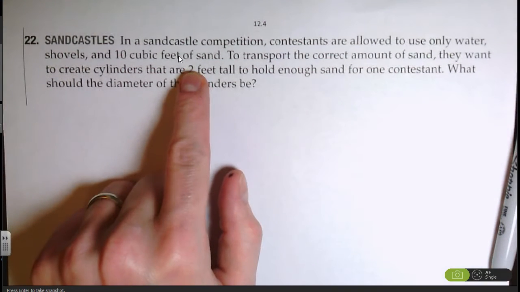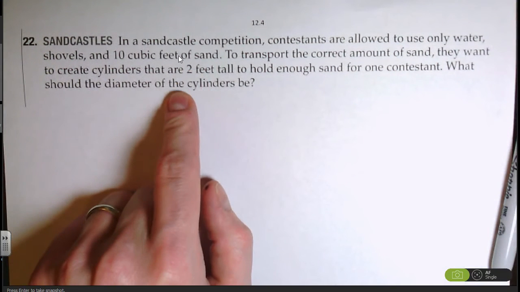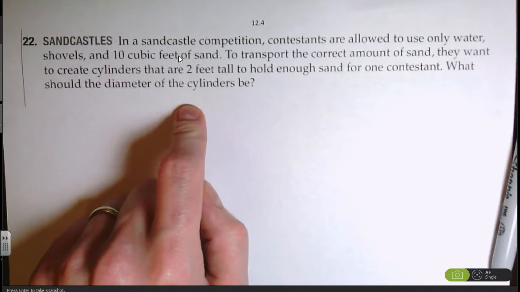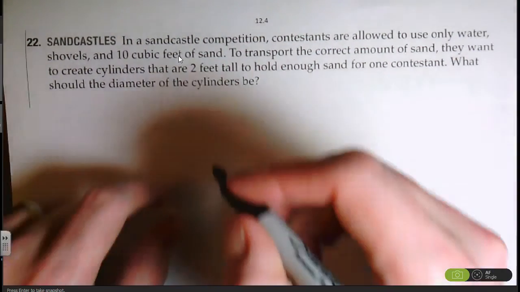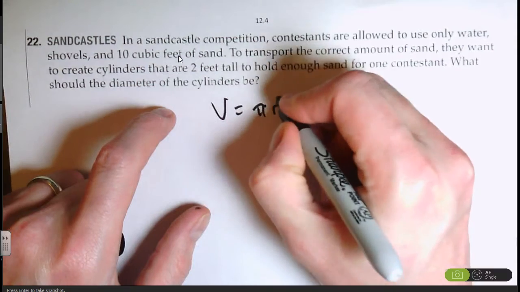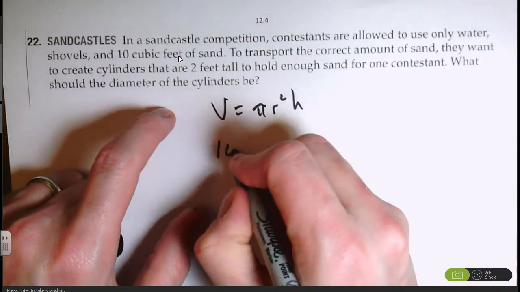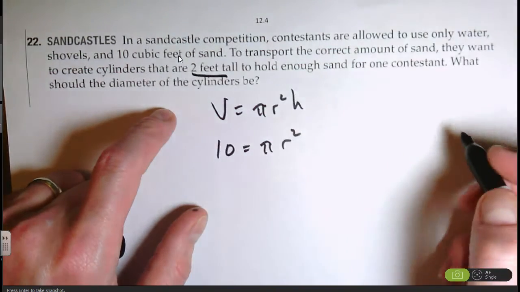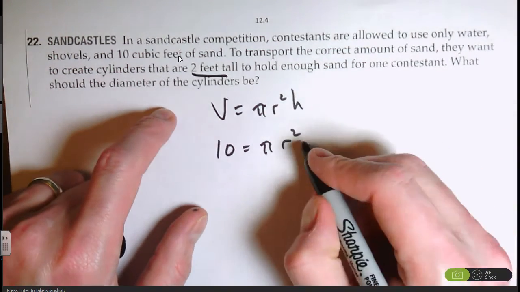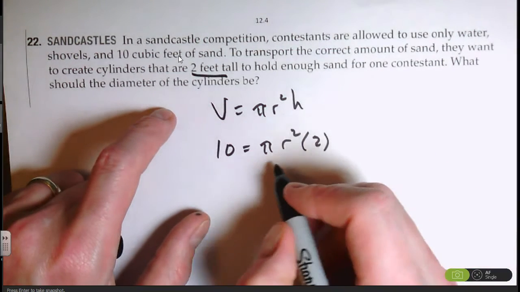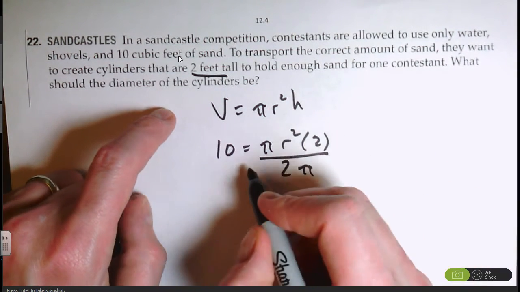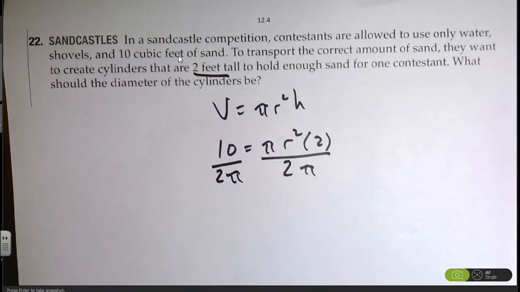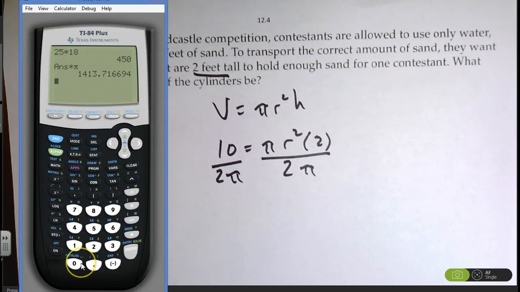Okay, so they've got to get 10 cubic feet of sand. They want it to be 2 feet tall, so they want the diameter. Well, volume equals pi r squared h. And our volume is 10. We don't know our radius, but we know our height. Okay. So what we really want to do is divide both sides by 2 pi. And you've got to be careful when you do this on the calculator. You have to make sure you do 10 divided by, and then do parentheses.